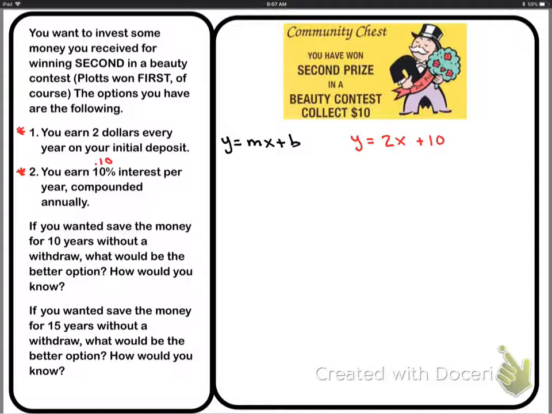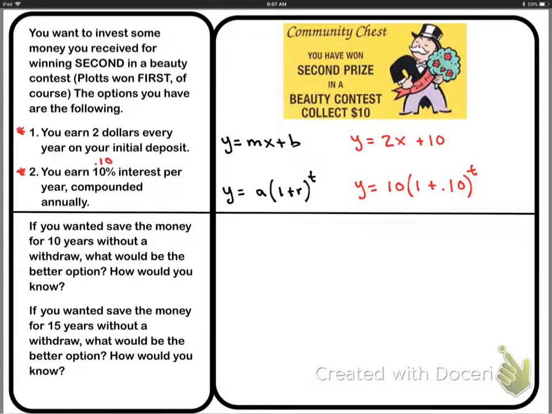So for annual rate, we're going to use the most recent formula we learned. y equals a times (1 plus r) to the t power. And we plug in the information that we know. We get y equals, a is our starting amount, 10 times (1 plus, our rate is 0.10) to the t power. So we have our two equations now. We can start answering the questions underneath.